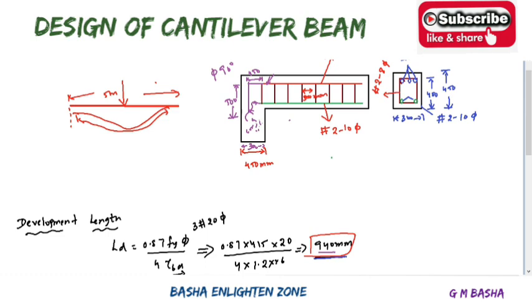So the development length bar will be provided like this, and the purpose of the development length bar I also explained. So this is the procedure for solving a cantilever beam. For a cantilever beam, development length will be required.